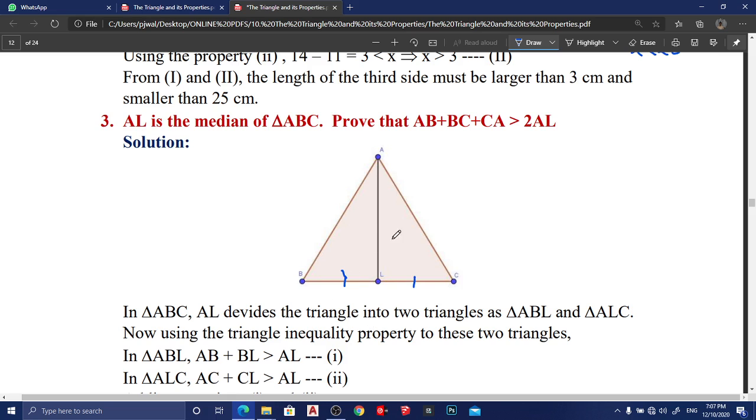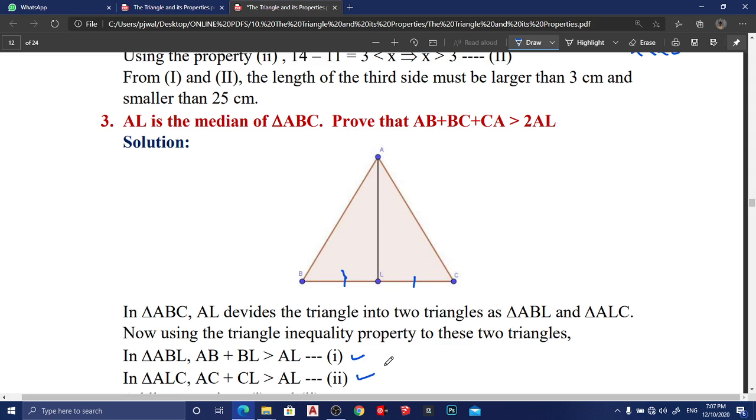Since it is a triangle itself, any of the conditions you can take, but I am taking AB plus BL is greater than AL as per convenience. This is the first one. Take the second triangle and apply the same property, which is AC plus CL is greater than AL. The sum of the two sides is greater than the third side. That's what I am applying here.